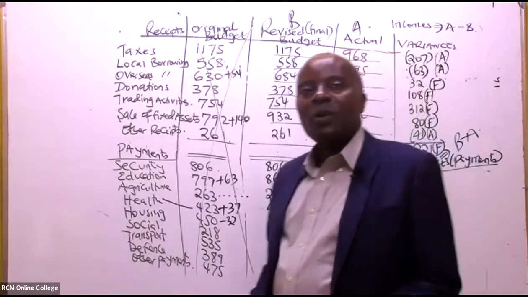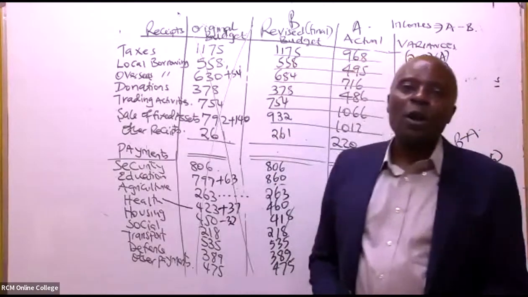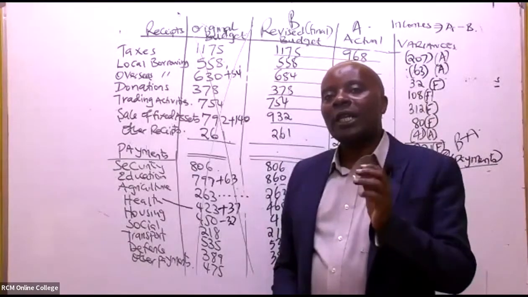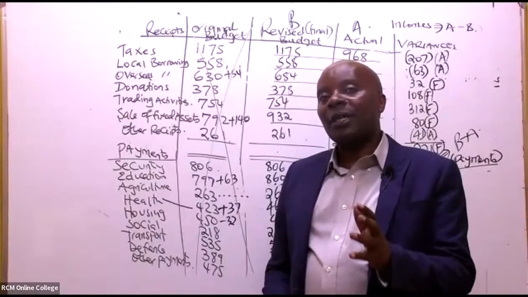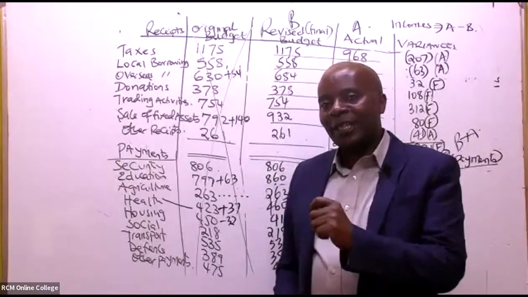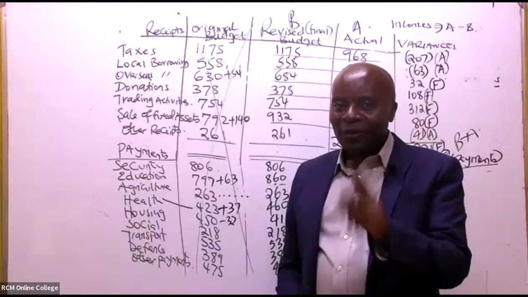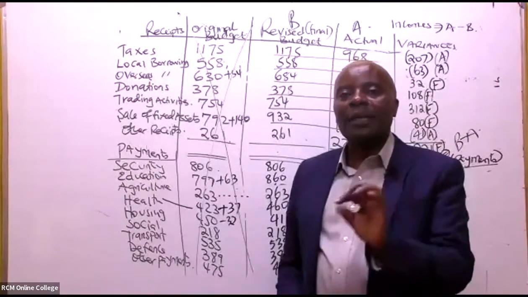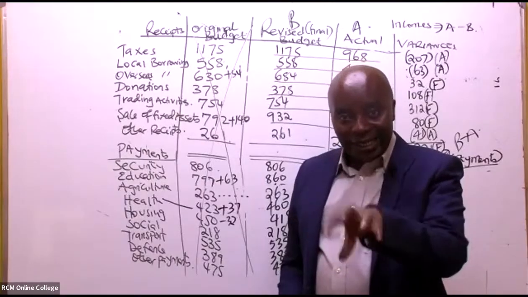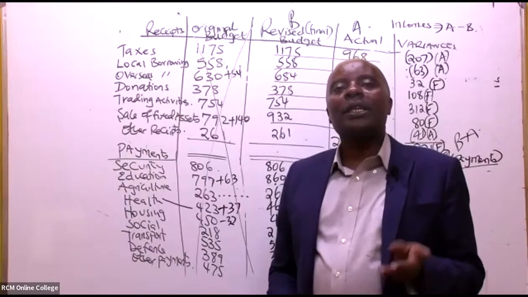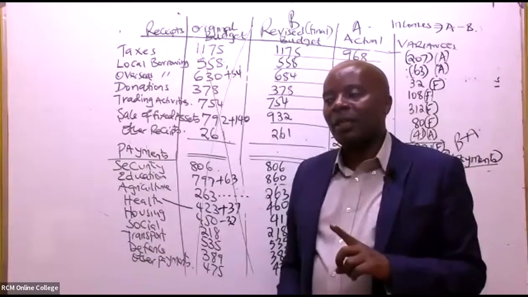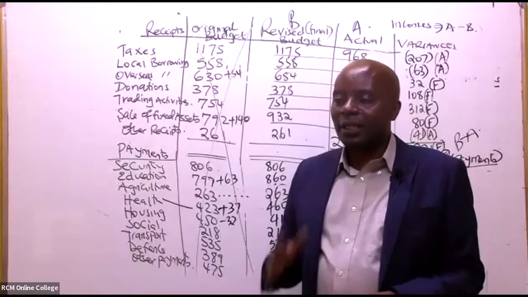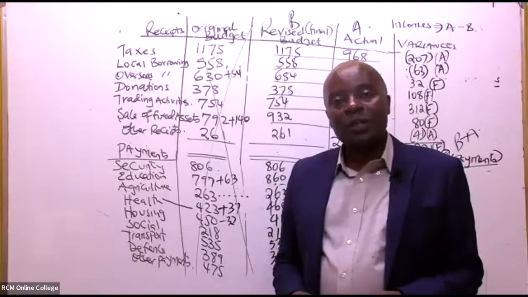So that is all about this IPSAS number 24. Never forget that you shall have an original budget. We shall always have our final or revised budget and actual amounts. And then when it comes to getting variances, if it is variances under incomes, A minus B. If it is variances under payments, it is B minus A. So ladies and gentlemen, can I say that IPSAS 24 has been well understood?